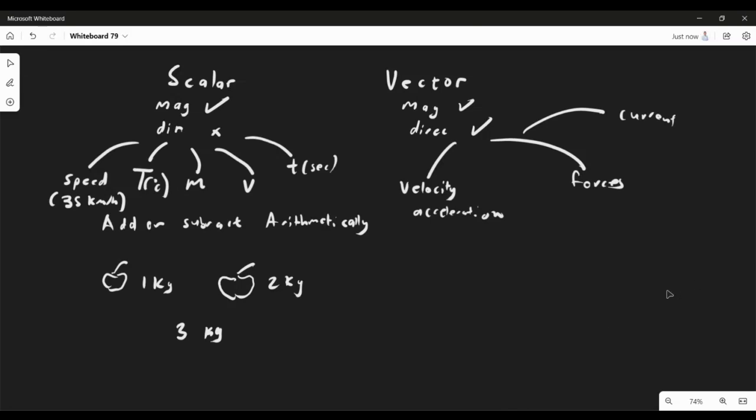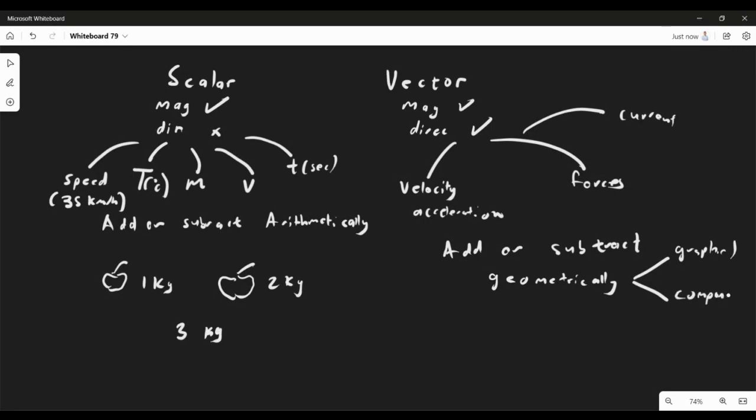And where am I now? So yes, for vectors, you can either add or subtract them in two ways. Or rather, they're added or subtracted geometrically. So there's a stark difference between the two. One you have to add arithmetically, and one you have to add or subtract geometrically. However, this can be put into the graphical method or into components, which we'll talk about. So I'm making you aware of essentially what a vector is.